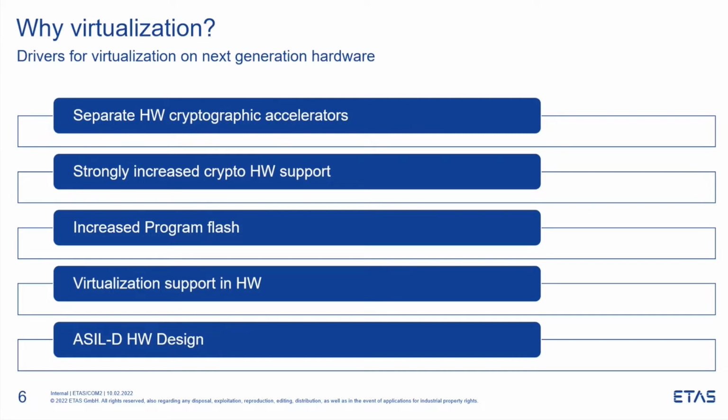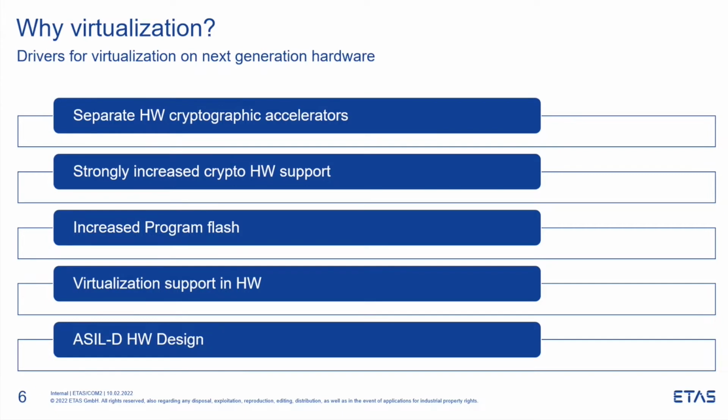Finally, we have the ASIL-D hardware design. So this is to support all the safety use cases to ensure freedom from interference. And this is extremely critical in a virtual environment where we need to handle safety and non-safety critical VMs in the same system.